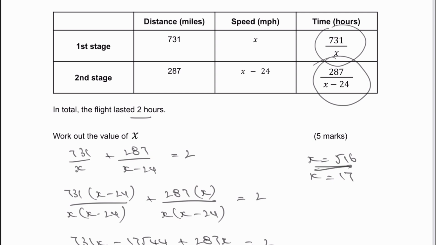Well, it has to be 516, because if it wasn't, then this value here would be 17 take away 24, which would be minus 7 miles per hour. Okay, so in this particular question, the value of x is going to be 516.